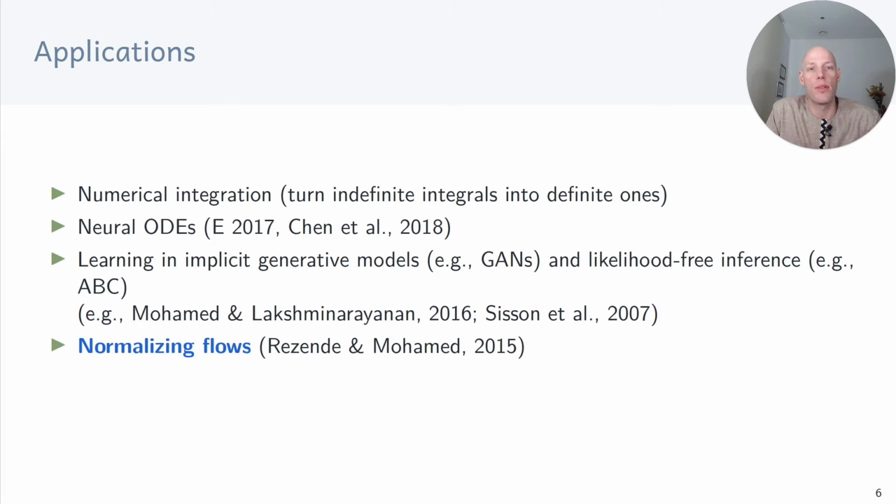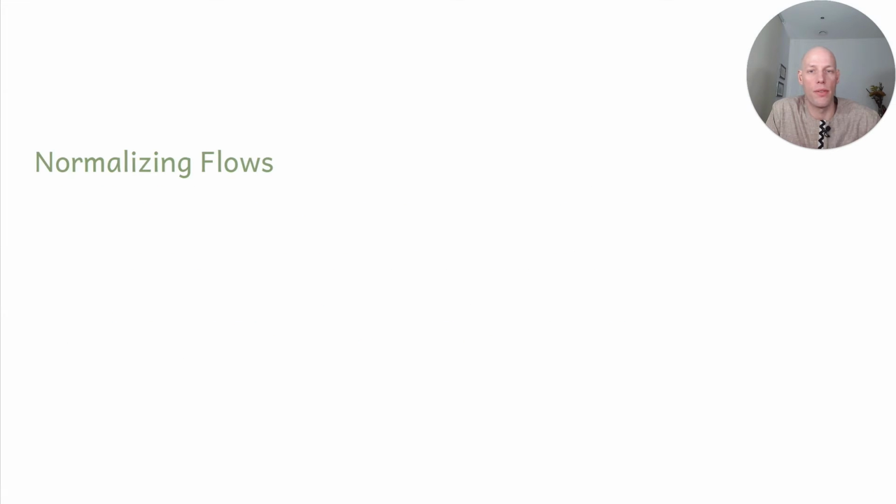The change of variables trick has some interesting applications. For example, it's useful in numerical integration to turn indefinite integrals into definite ones. It's also central to the idea of normalizing flows, neural ODEs, implicit generative models, and likelihood-free inference. So now let's go back to the normalizing flows.